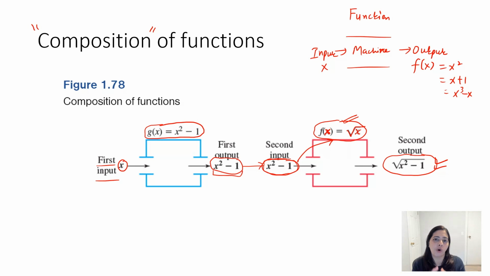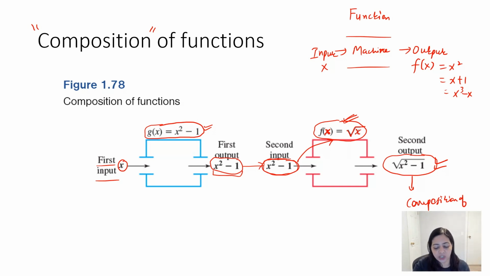So, function of a function. First you apply one function and then on the output you apply another function, which gives you a third function. So this function is known as the composition function of g(x) and f(x). One of the functions was this, another function was this. So this is the composition of those, right?